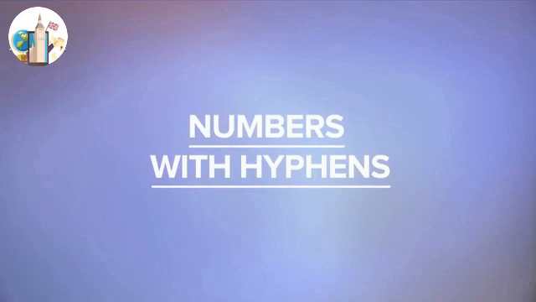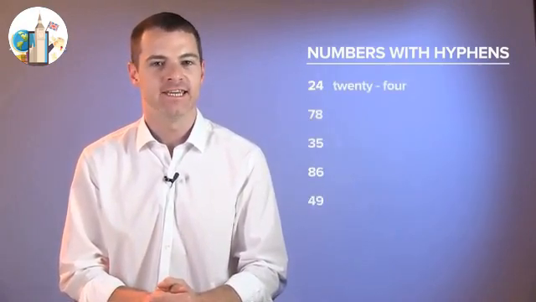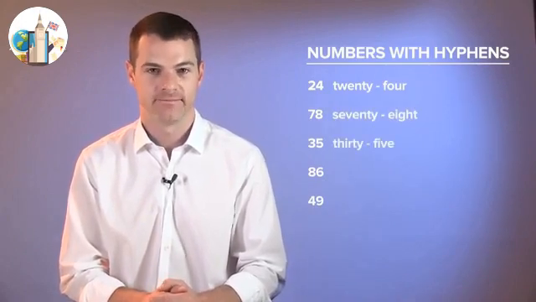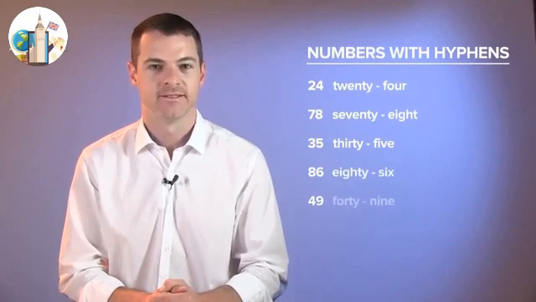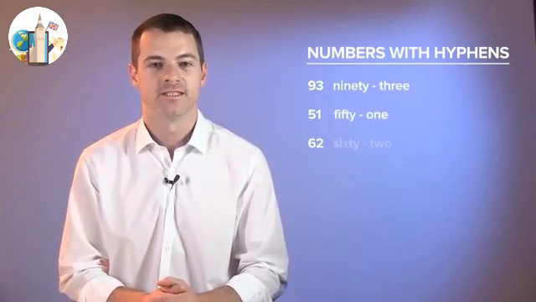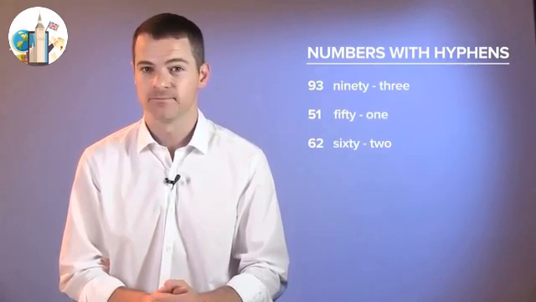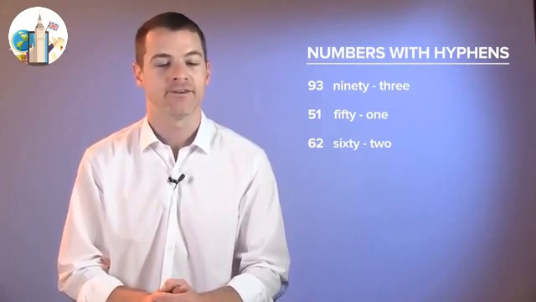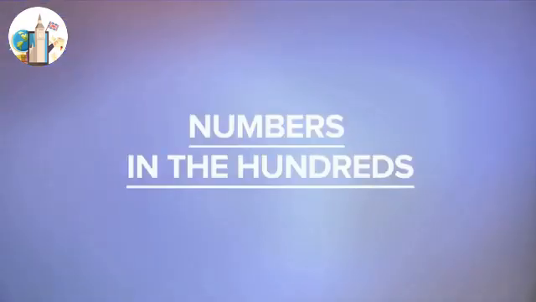Let's look at how to use numbers with hyphens. Look at how we say and write the following numbers. 24, 78, 35, 86, 49, 93, 51, 62. But when a number is not in the tens, we don't use a hyphen. For example, 100.